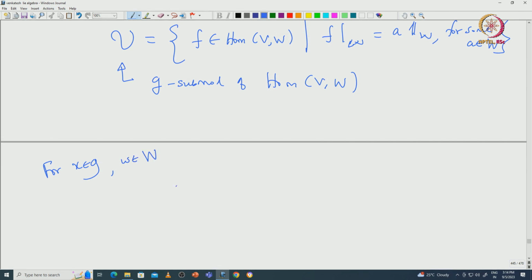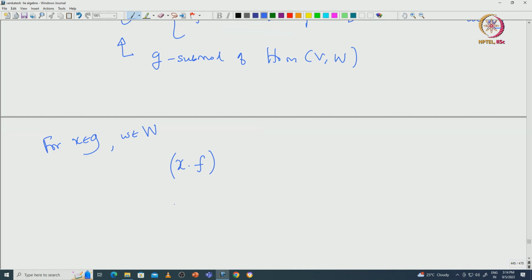So, we need to verify that x dot W must again be an element of this V. That means we have to consider the action of x dot f on this W and see how it is given. By definition, recall that x dot f of V is nothing but x dot f of V minus f of x dot V. So, this is x dot f of W minus f of x dot W.